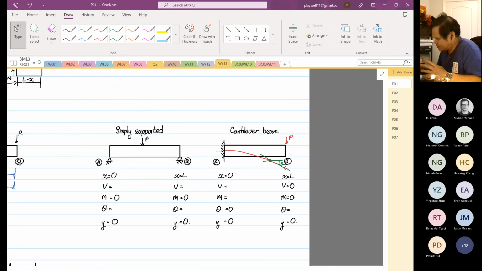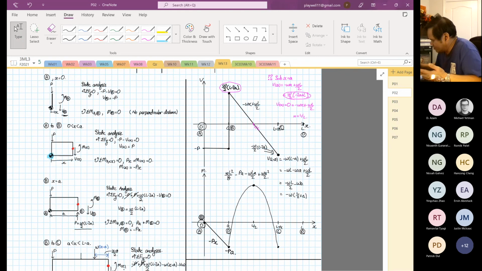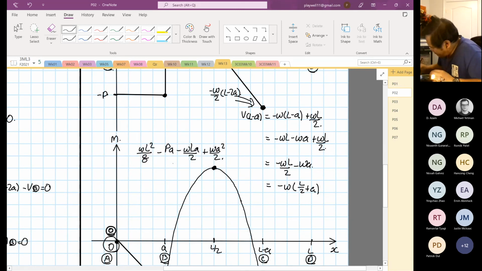Usually in term test or exam, I'm going to give you simply supported and cantilever beam. Much easier. So don't think, oh, he's making a mistake here, we're going to make mistakes, we're going to lose marks. No, I'm not that evil. I know how you think. Okay. So this is the peak point.